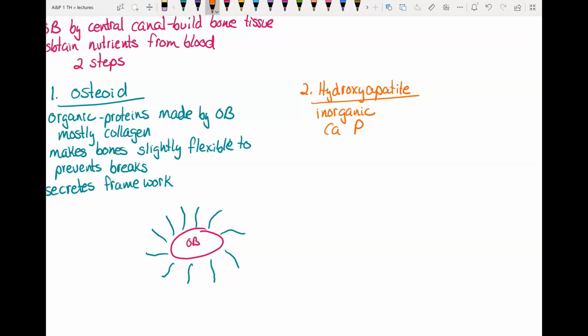It doesn't change the whole time, whether it's in a rock, whether it's in a plant, whether it's in an animal, it's still calcium. It's not being made or destroyed. It's just being cycled through the food web. So that's inorganic. So the calcium and phosphorus from the blood are going to combine and form hydroxyapatite. And this then coats that osteoid framework.